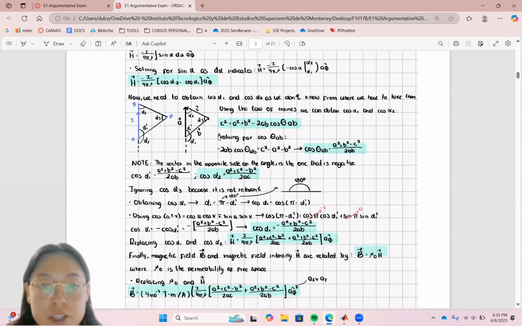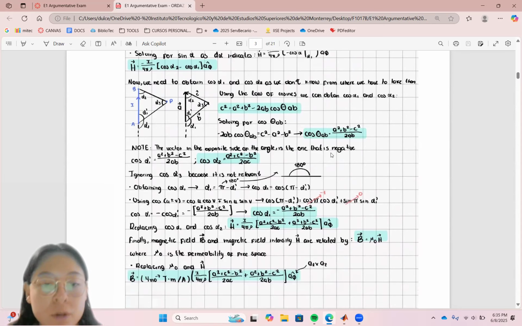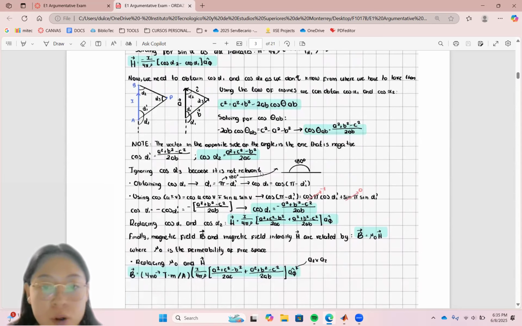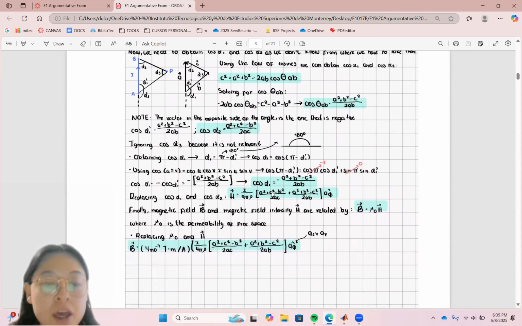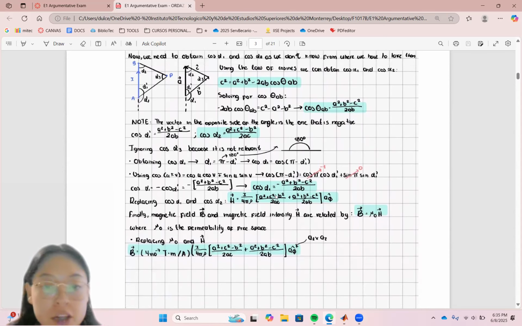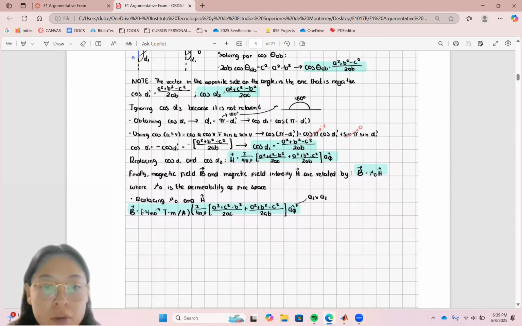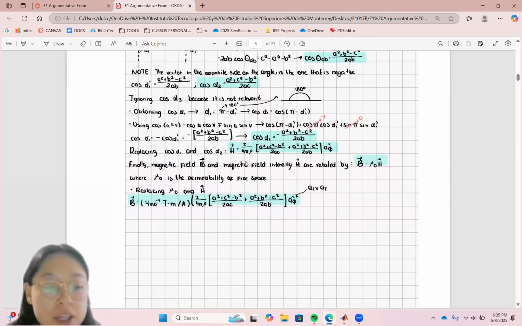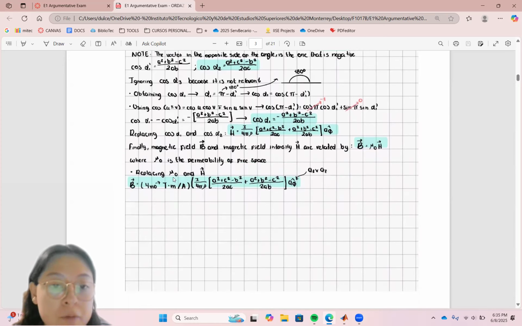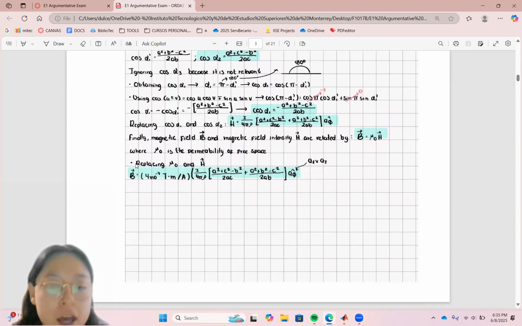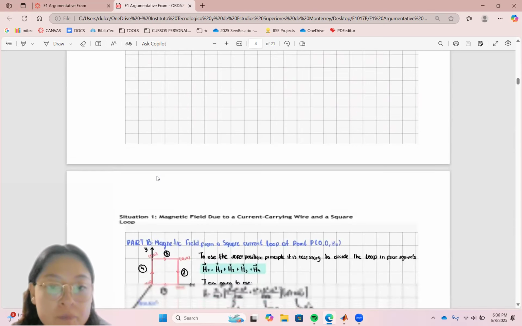And for solving for these angles, we must use the law of cosines, and we make all the explanation here. Finally, in the Biot-Savart law formula, we simply replace cosine of alpha 1 and cosine of alpha 2, and we obtain this. In this case, the Biot-Savart law gives the intensity H, so we only have to multiply by the permeability of free space to obtain the magnetic field, which is B.